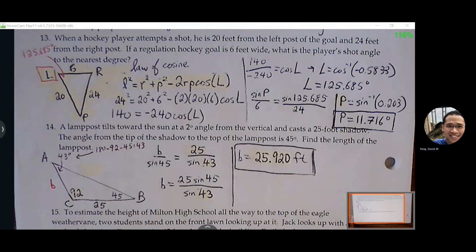Questions here? Okay, look at number 12. Draw your triangle and see if you can convince yourself whether you have 0 triangles, 1 triangle, or 2 triangles. Any questions with number 13? Okay, look at number 12.